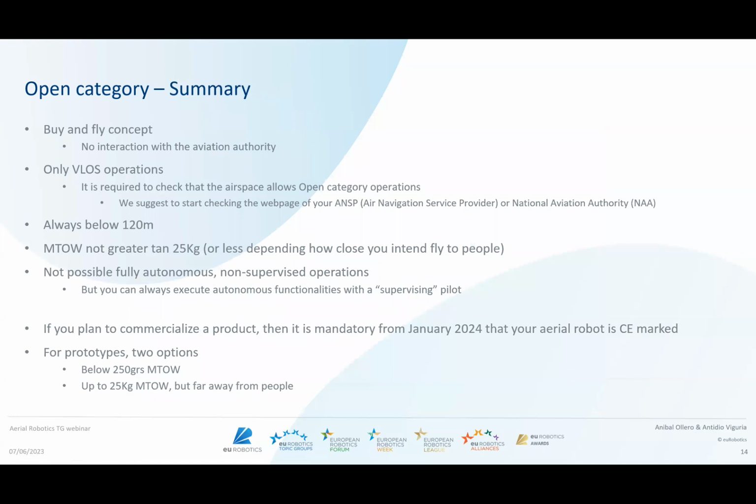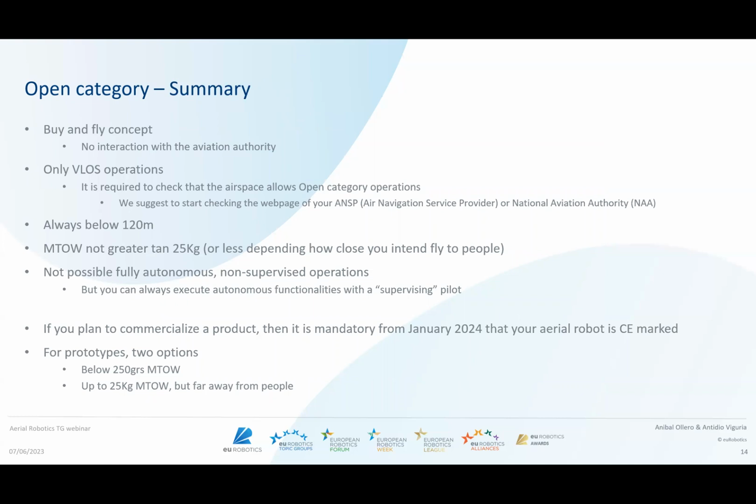So in summary, for the open category, this is a buy and fly concept. So there is no real interaction with the aviation authority. You buy the drone and you fly under this. There are some details, but more or less these are the restrictions they mentioned: no more than 120 meters, if it's more than 4 kilos, far away from people in a rural area, and only VLOS operation.